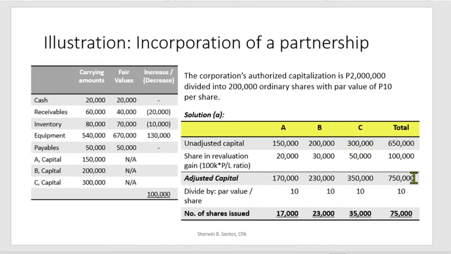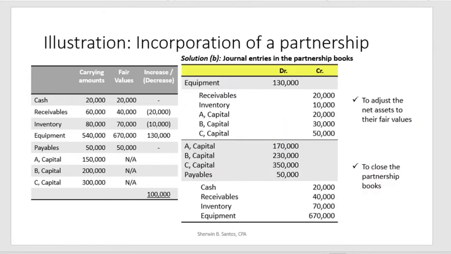mo. Eh, magkano ba ang isang share? Ang par value daw ng ordinary shares ay 10. So, divide mo lang yan ng 10, bawat isa. The number of shares issued for A is 17,000, for B 23,000, for C 35,000. So ang total shares for case 1 is 75,000. So yun lang po. Okay, let's proceed more.